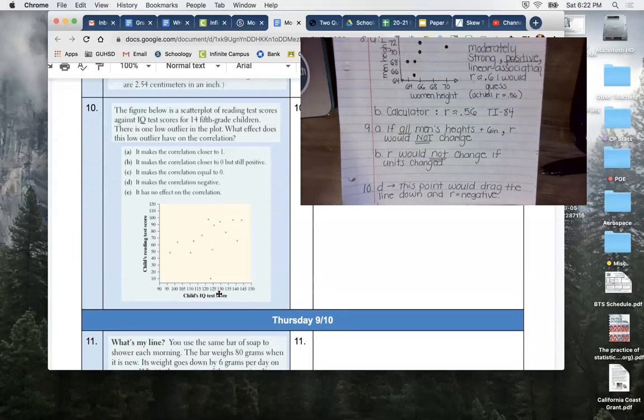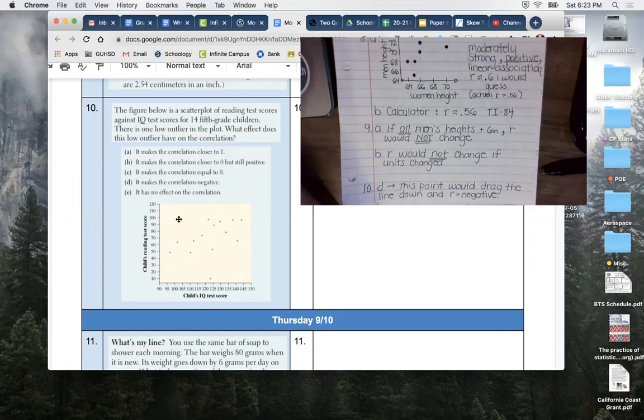In number 10, the last one for today, it says in the figure below, you have the child's IQ test and then their reading test scores. It says, what effect does this low outlier, so I'm guessing that one right there, have on the correlation? I can tell you if I were to get rid of it, so I'm covering it up right now, I would have a pretty moderately strong association like this, but by putting this one in, we're going to talk later about my slope.